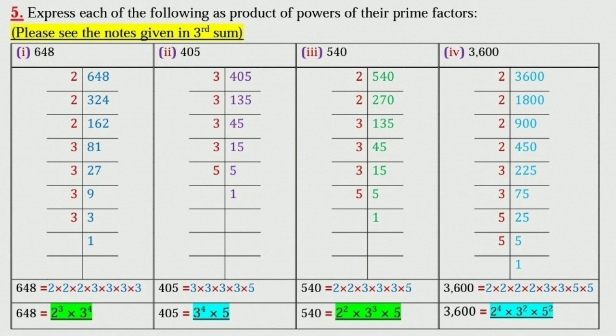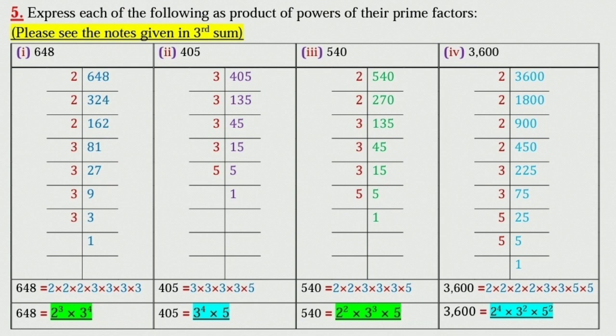Third of 5, 540. Students, this is an even number and we can divide it by 2. If we divide 540 by 2, we get 270. Divide by 2, we get 135. Now we cannot divide 135 by 2, so start with 3. 135 divided by 3 is 45. 45 divided by 3 is 15. 15 divided by 3 is 5. Now we cannot divide 5 by 3, so divide it by 5. The answer is 1. So the total factorization of 540 is 2 into 2 into 3 into 3 into 3 into 5. In short, 2 raised to 2 into 3 raised to 3 into 5.